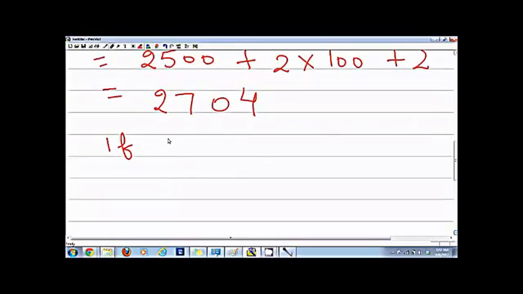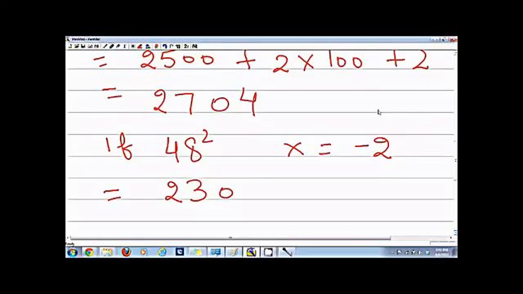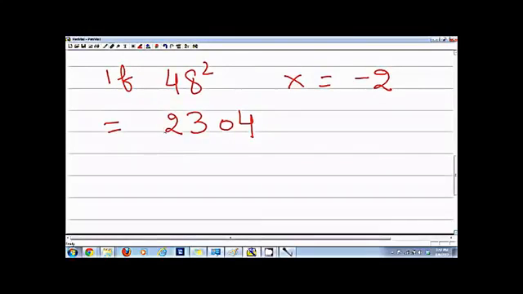And similarly, if we have 48 square, then x is equal to minus 2, and then instead of adding 2 here, we will be subtracting 2, so we'll have 23, and then the square doesn't matter, whether it's negative or positive, so the answer will be 2304. I hope this trick will help you quickly do these calculations and go quickly through your exam. It will give you confidence. Also, you can impress your friends by telling them how you can square all these numbers quickly without using a calculator, in your mind. So I hope this tutorial will help.